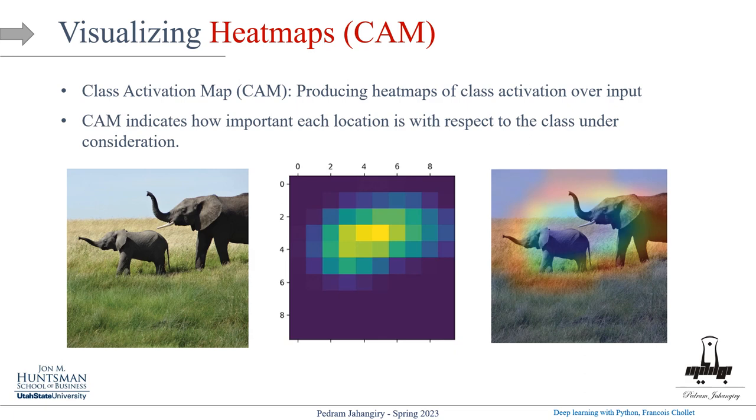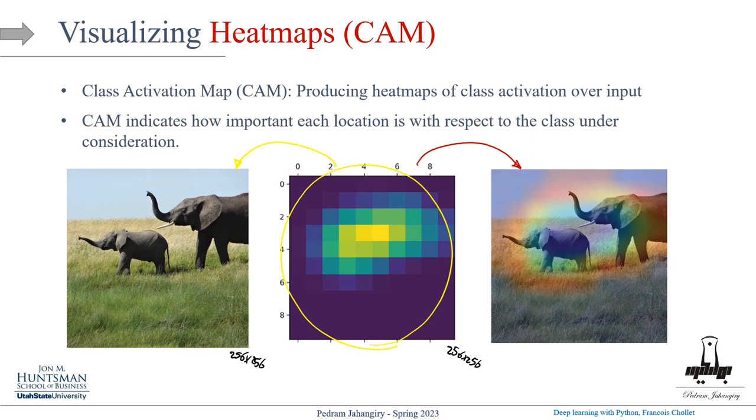So obviously, as you can see, it has the same size. So if this is, I'm just making up numbers, 256 by 256, then this is going to have 256 by 256. It's a 2D array, right? And then imagine the task is, do you see an African elephant in this picture? We are going to map this heat map to the original input, and this is how the output is going to look. So it seems that this part of the data was more important for the model to figure out that this is an African elephant.